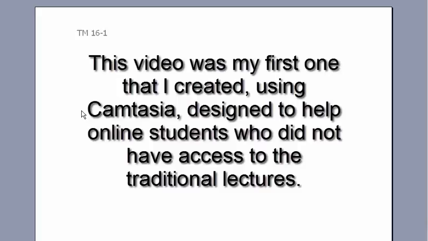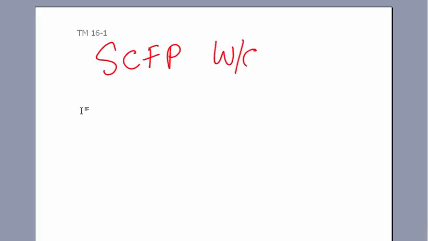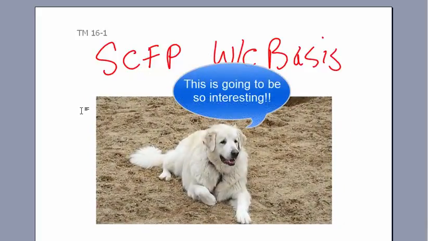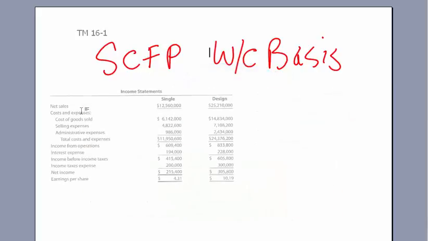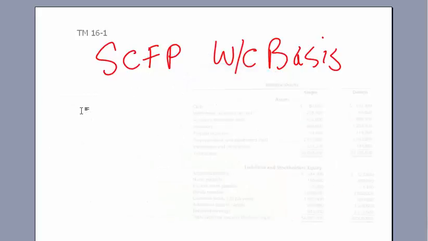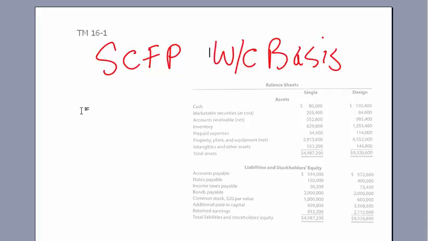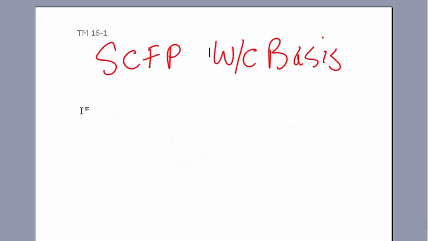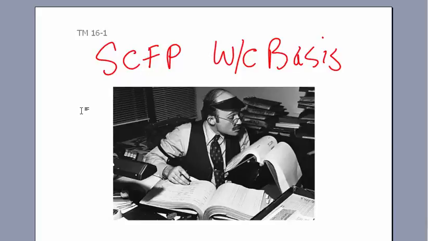The old name for the statement of cash flows was the statement of changes in financial position, which was done on a working capital basis. The statement itself is the fourth statement. You have the income statement, then the statement of retained earnings, and then the balance sheet. This is the fourth financial statement, and what it does is explain how cash changed from January 1st to December 31st. So it's a way of looking at your company not from an accrual basis, but from a cash flow basis.